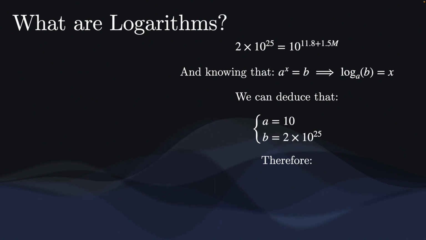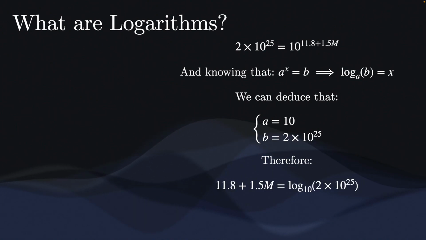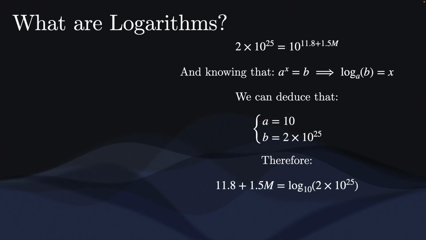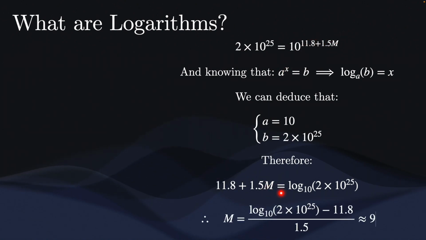Therefore, what we can say is that 11.8 plus 1.5m is equal to log base 10, so remember a, of 2 times 10 to the 25, because this is the power, this represents x. When we rearrange that to solve for m, we find that m is given by this, and the final answer is approximately 9. So the earthquake had a really high magnitude of about 9 on the Richter scale.